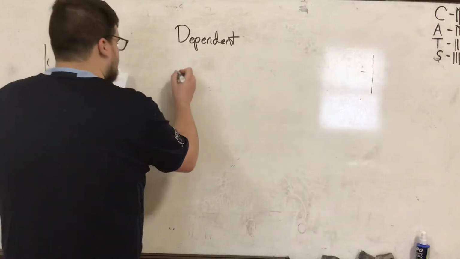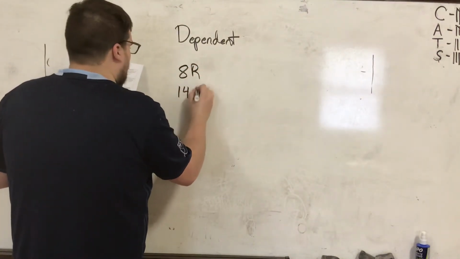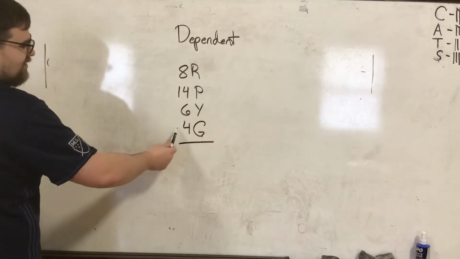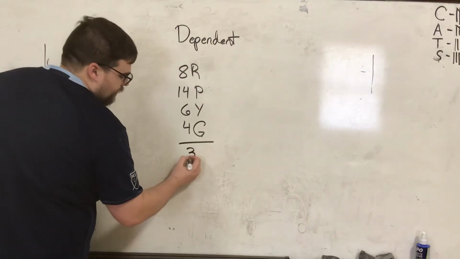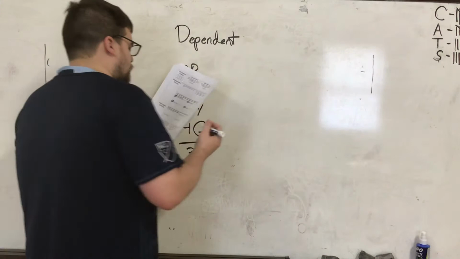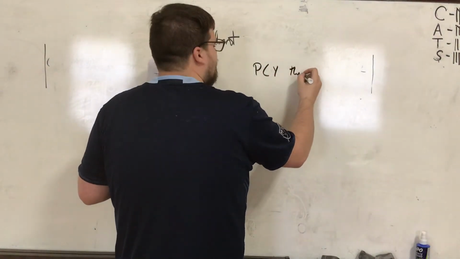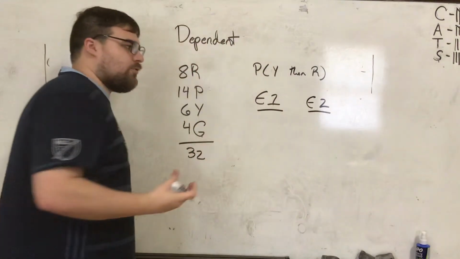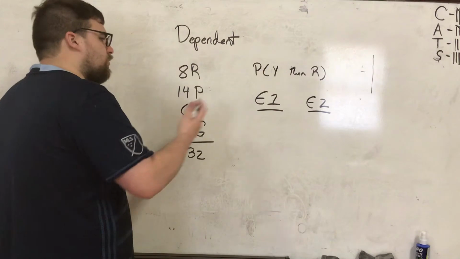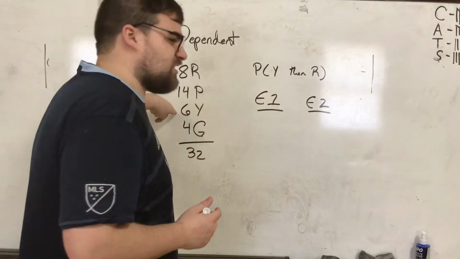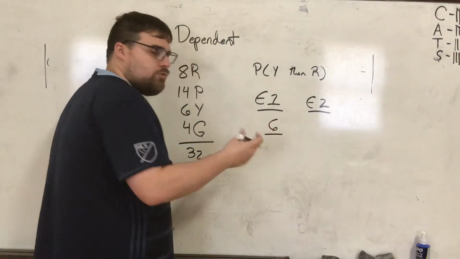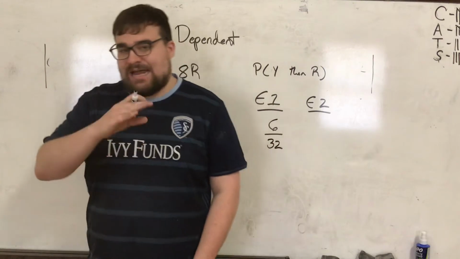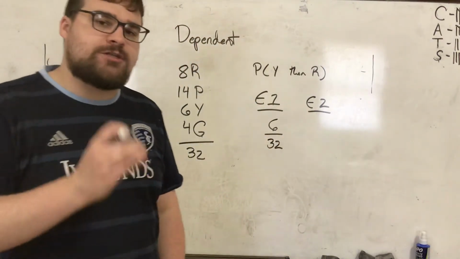So let's label this kind of stuff. We have 8 red, we have 14 purple, 6 yellow, and 4 green. That makes a grand total of 32 crayons in the bag. So we want to find, on number 17, the probability of yellow, then red. So we have 2 events, 2 draws from the bag. We want to see how they're going to impact each other and what the probability of each one is going to be. So in event 1, we're just looking for a yellow crayon. Well, that is 6 successful outcomes out of how many total crayons are in the bag? 32, right?